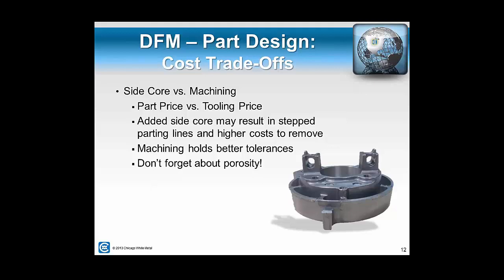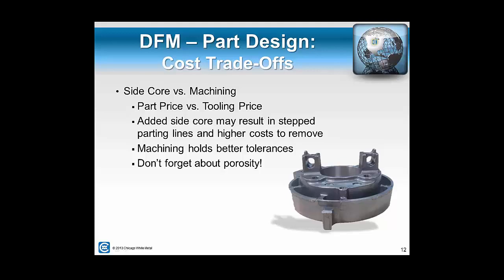Another topic with part design is our cost trade-offs. There's always trade-offs depending on what you want to do in the part. And in this slide, we're looking at whether or not it's best to machine a feature in or add a side core in the tooling to core a section out. And you can see on this part, if you can see where my cursor is moving, there's these two risers on the top side of the part that have a hole going through them. And there's two options to make this. Either you cast these risers in as solid pieces and then machine out the hole, or you add side actions in the tooling to core those out. And there's cost trade-offs with those.